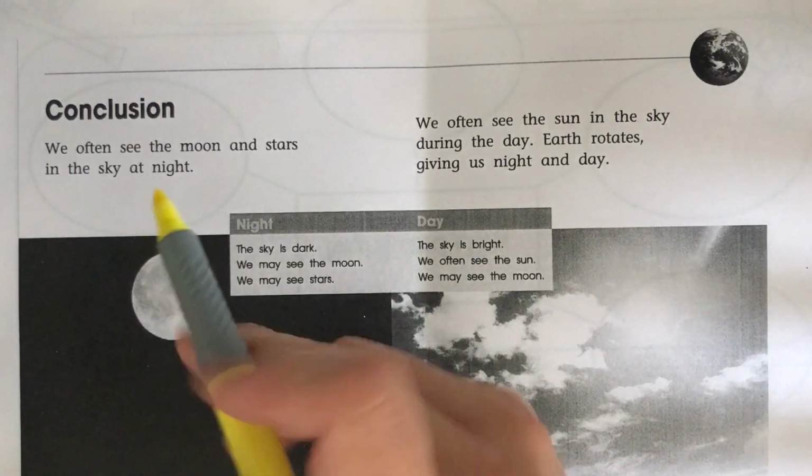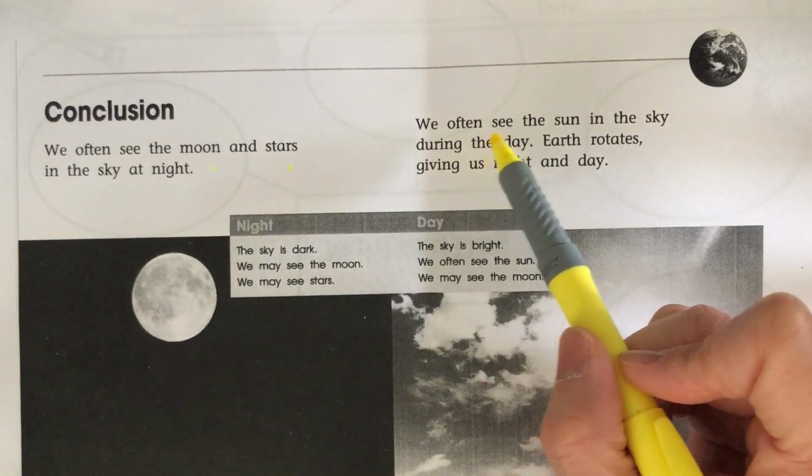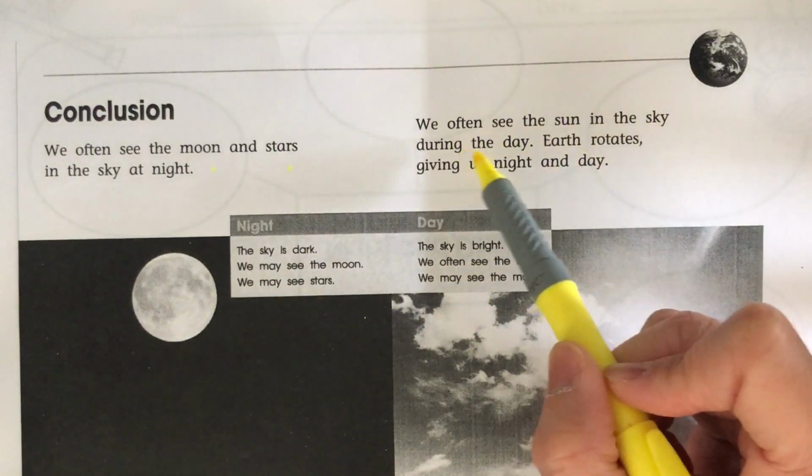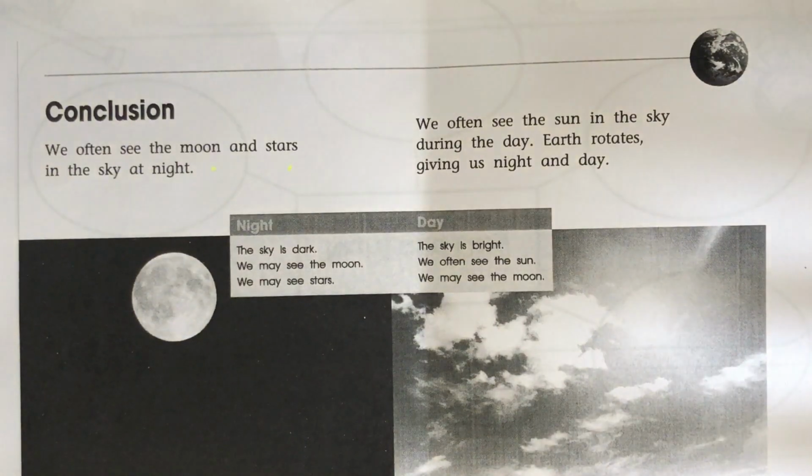Conclusion. We often see the moon and stars in the sky at night. We often see the sun in the sky during the day. Earth rotates, giving us night and day.